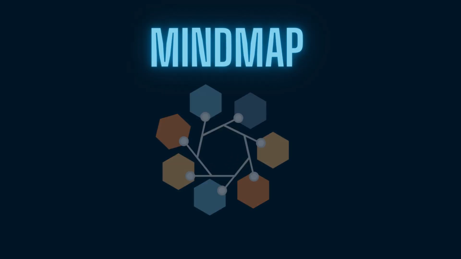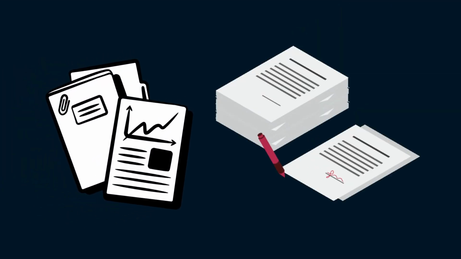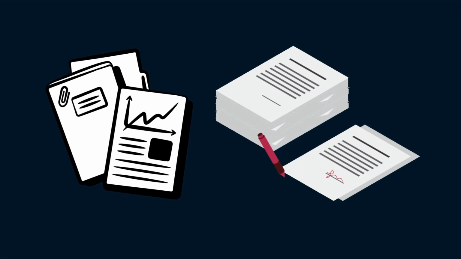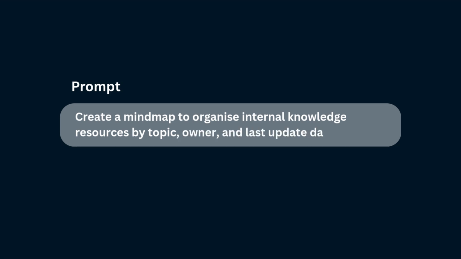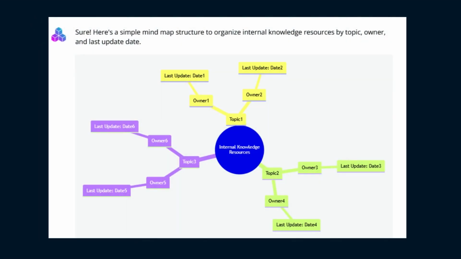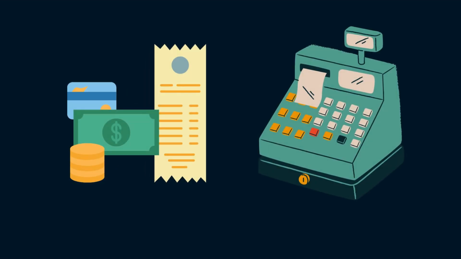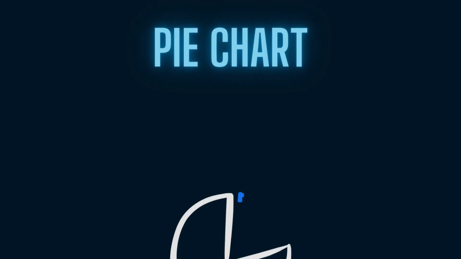Now, the mind map. Suppose your team is managing hundreds of policy documents, circulars, or reference materials across different domains. You might prompt, create a mind map to organize internal knowledge resources by topic, owner, and last update date. AIBots will generate a structure where categories like finance, procurement, and operations branch out into subfolders, making knowledge management more intuitive and accessible.